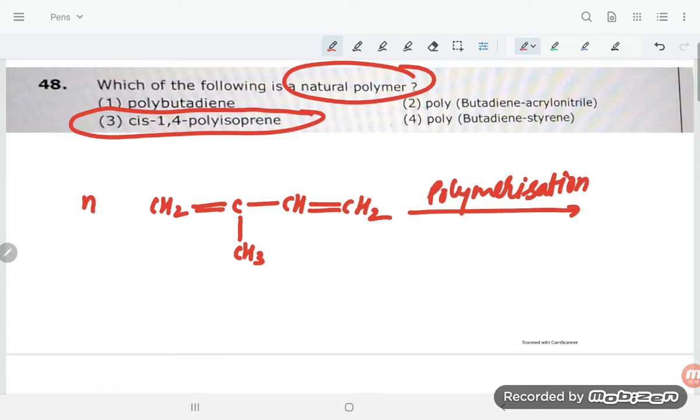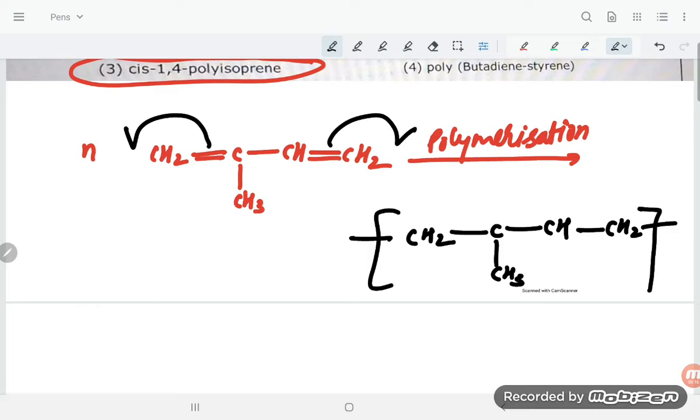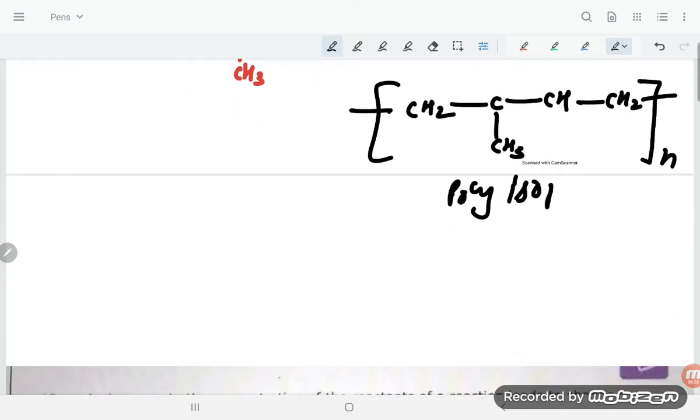So what will happen, student, if it is going to polymerize? This bond is shifting here and this bond is shifting here. So what kind of molecule is it going to form? This is CH2, then C, here will be CH3, and here is CH, then again CH2, here will be the n type. So this is known as what, student? Polyisoprene. Polyisoprene. Okay, and this is also the cis form. This is the cis form, and that is also natural rubber.